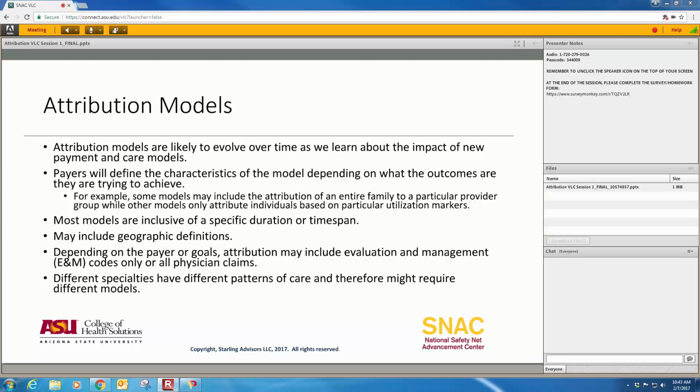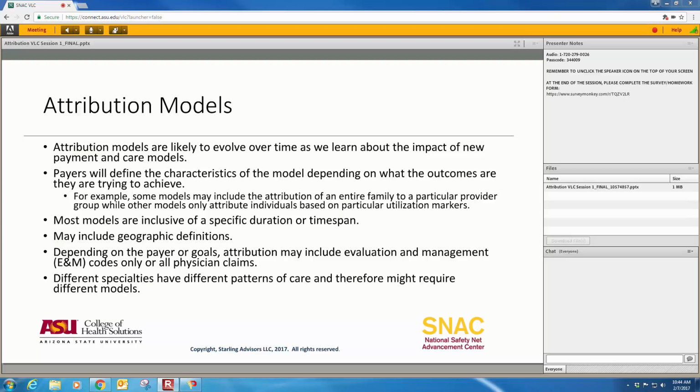It's important also to understand that not every attribution model will be the same. An individual payer really does have the right to craft their attribution model however they see fit to support the goals that they desire. For example, they may develop an attribution model that assigns patients of certain types to organizations with certain capabilities. For example, a high-risk population may get assigned to one organization, whereas a low-risk population may get assigned to another.